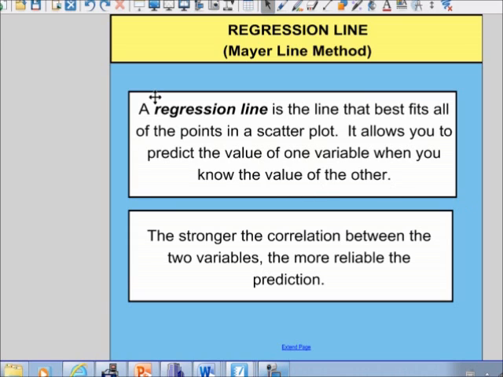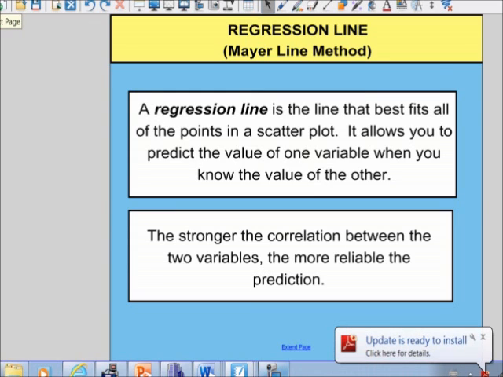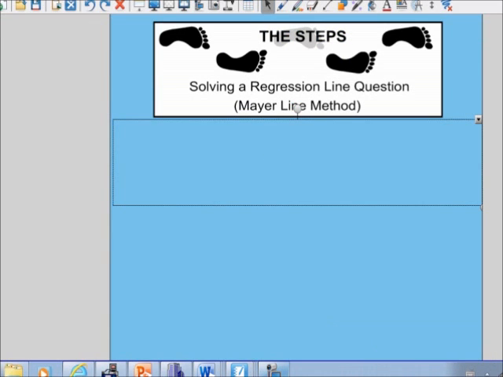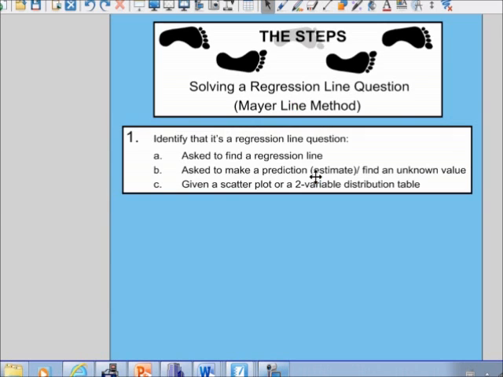So let's take a look at the steps first for finding a Mayer line. Let's clear this off. All right, we're going to use the steps to solve a regression line question, focusing on the Mayer line method. The first step, same as for most of the other ones, is that we have to identify it. So how do we identify this regression line question? Probably the most obvious is being asked to find a regression line. Again, the Mayer line method is one method you could use. More than likely, though, you're going to be asked to make a prediction or to estimate an unknown value. That hints that you're looking at creating this regression line.